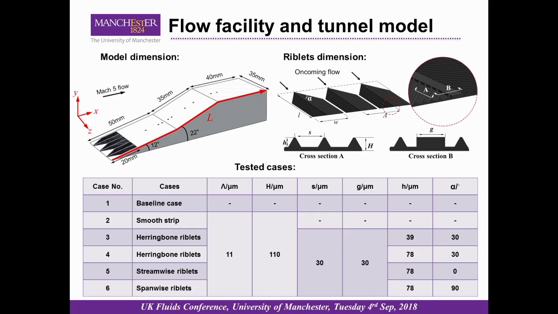The thickness of the film is 110 micron, and the lowercase h is the depth of the Ribonase. 6 cases were tested. Case 1 was the baseline case, and case 2 was tested with a small strip, just the strip without any Ribonase. Cases 3 and 4 were tested with Hellborn Ribonase with different depths. Cases 5 and 6 were tested with either stream-wise Ribonase or span-wise Ribonase with the same depth as in case 4, 78.